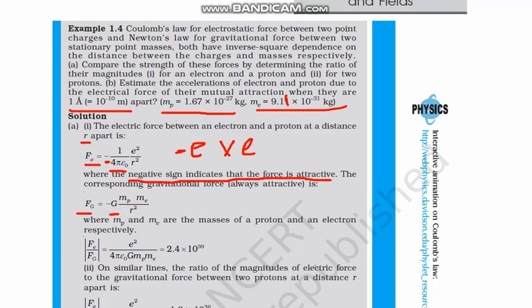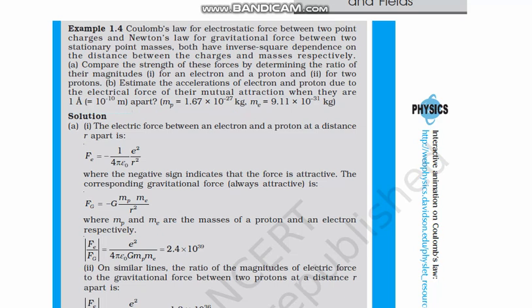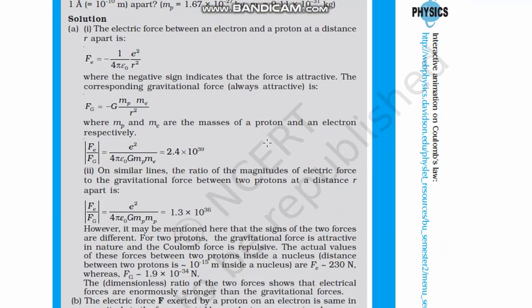It does not depend on the type of matter or type of particle. It is always an attractive force. So when we divide, this comes out as e square upon 1 upon 4 pi epsilon naught G M_p M_e.